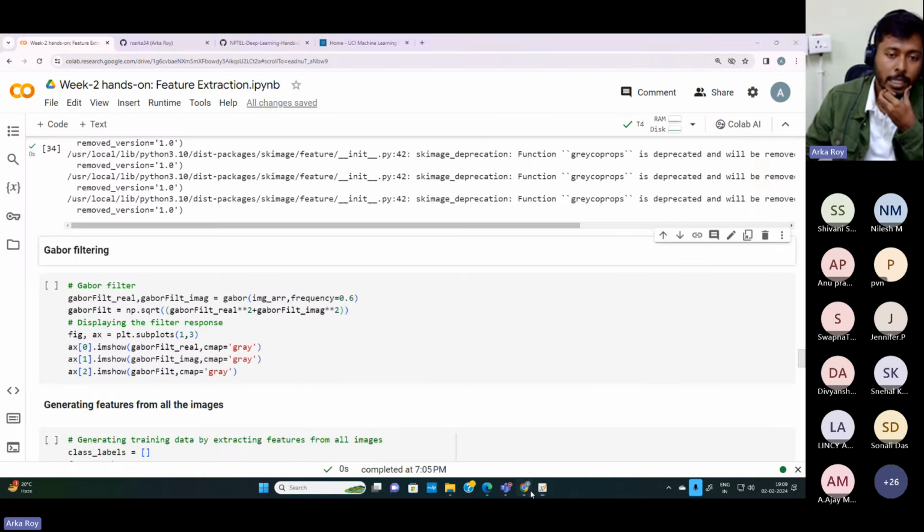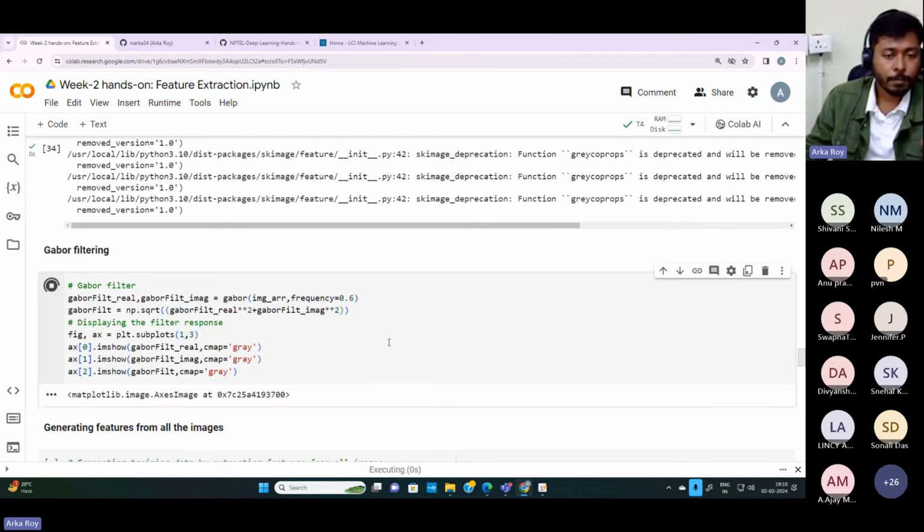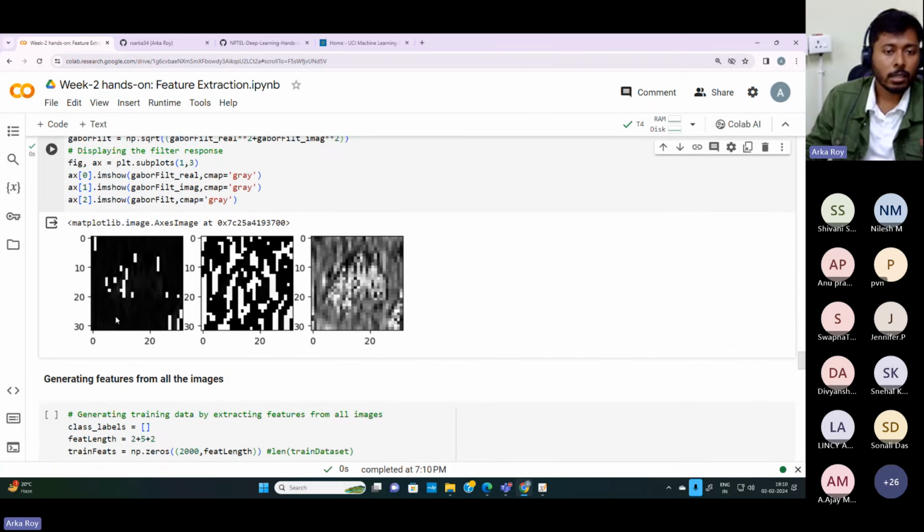Okay, so the same operation we have done. We have just taken the mod z. So np.sqrt, that is the square root, and then the real part square plus the imaginary part square. And then we are plotting each of the three components, that is the real component, the imaginary component, and the magnitude component. So let me show you the images. So this is the feature.